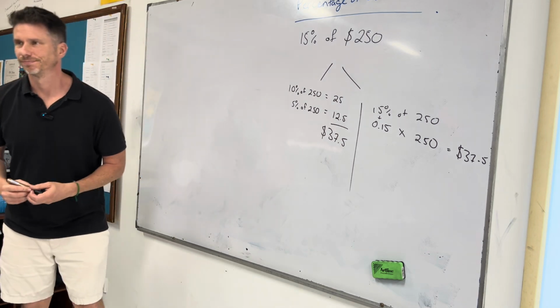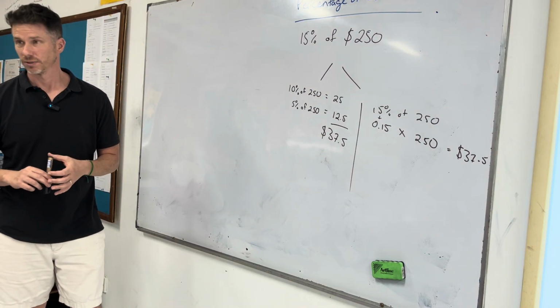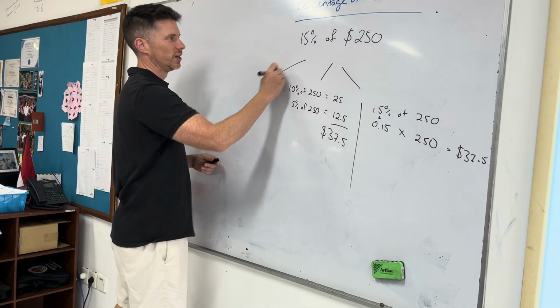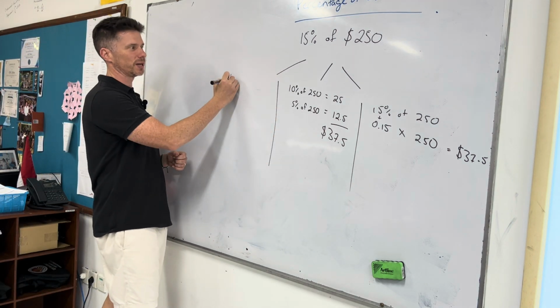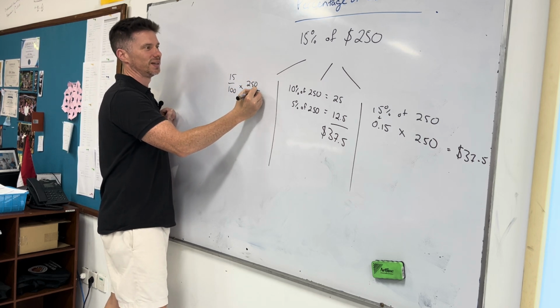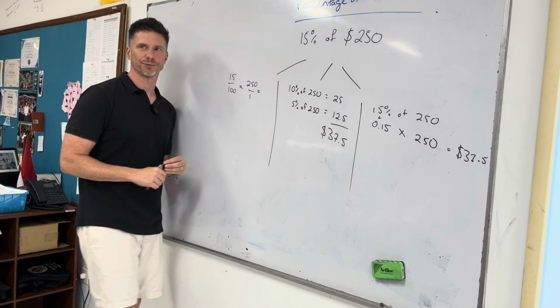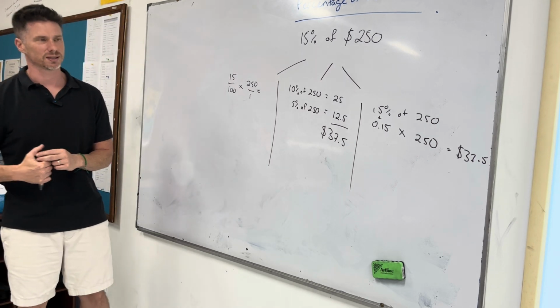Could you do 15 times 250 and then divide your answer by 100? Yes, of course. If you want to go into the third method, which is the fraction method, 15 out of 100 multiplied by 250 will give you the same answer. Yes, exactly. That's the multiplication using fractions method. So there are so many methods to get the same thing.